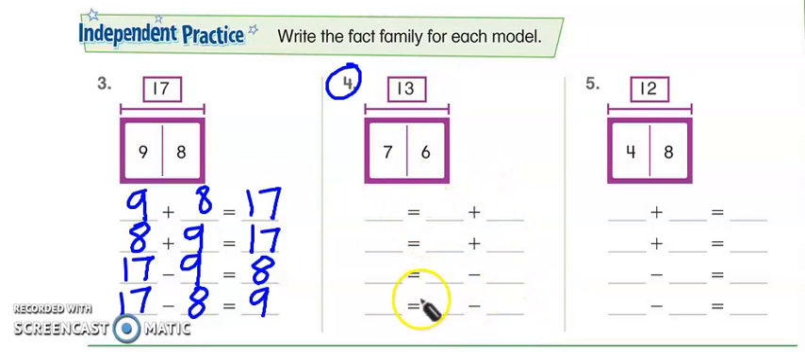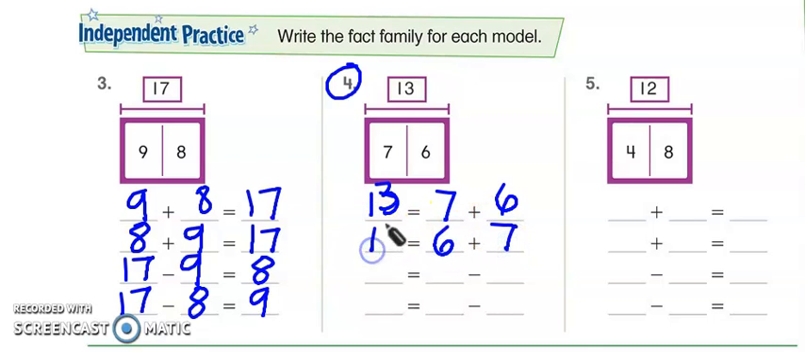So we have the whole, which is 13, and if we're going to do addition, our 13 would be our answer. That would be our sum. So 7 plus 6 gives us 13. We're not going to use any other numbers but the ones that we have here. Also, I know we're going to commute. We're going to move these numbers. We're going to put 6 plus 7, and it's going to give us, again, 13.